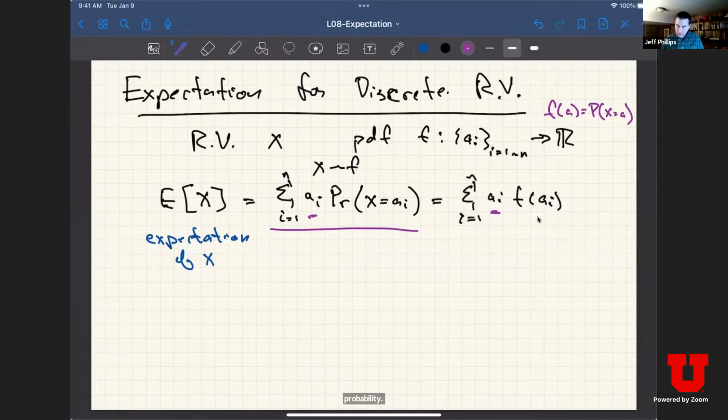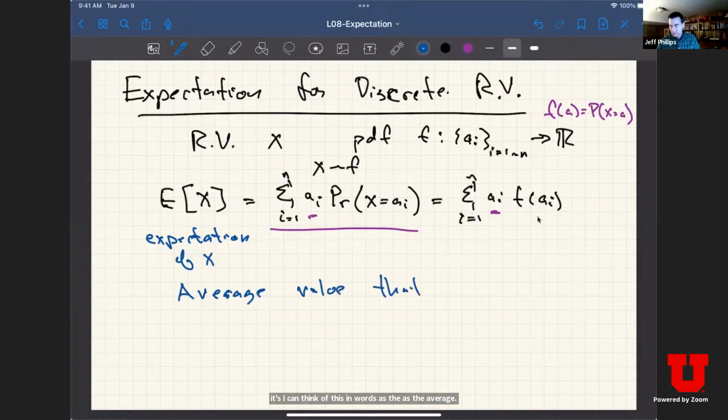So it's a weighted average. I can think of this in words as the average value that the random variable x takes. All right, so it can take on a bunch of values. This is the average one.